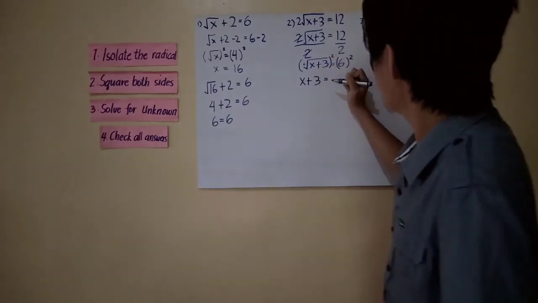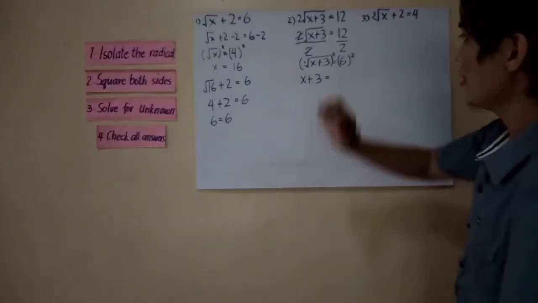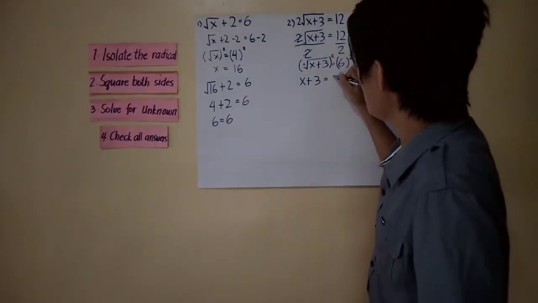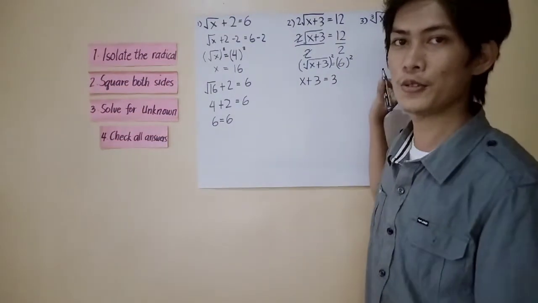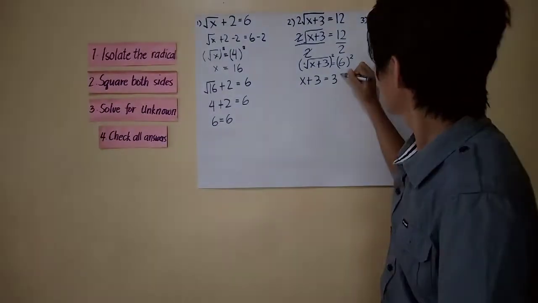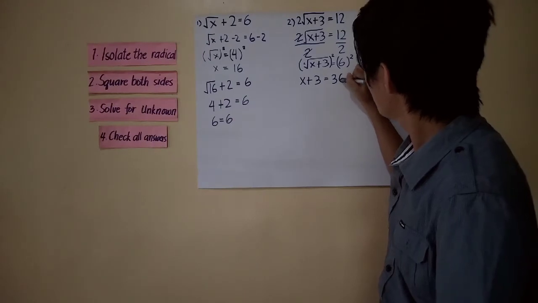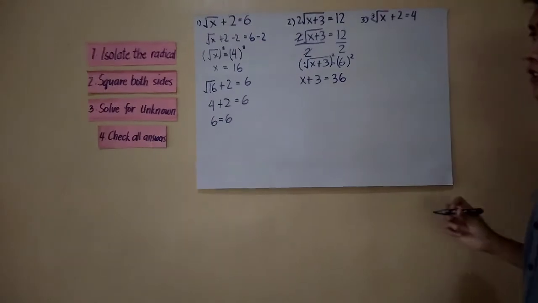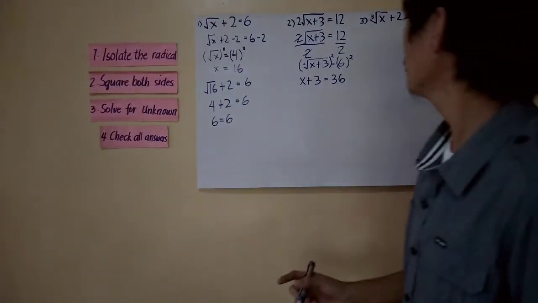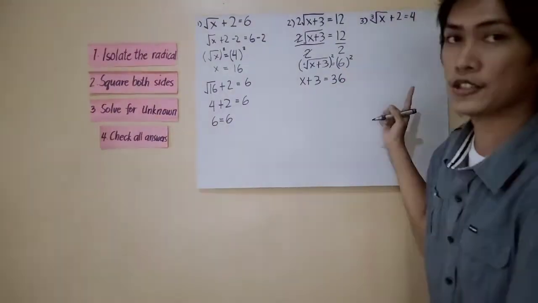While on the other side, 6 squared is equal to 36, because 6 times 6 is equal to 36. So now we have x plus 3 is equal to 36. Now that we have squared both sides, we have to solve for the unknown.